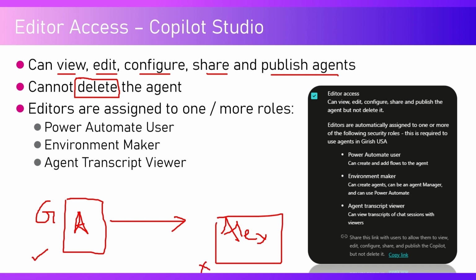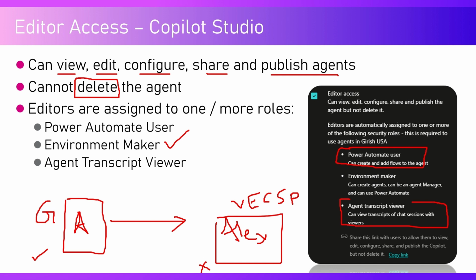Girish is still the owner, and Alex can view, edit, configure, share, and publish the agent. What happens in the background is, in the Power Platform Admin Center, if you view Alex's role, Alex will be given an environment maker role, because environment maker basically allows you to edit an object within a Power Platform environment. You also get another privilege for Power Automate user, so that you can create and add flows to the agent, because when you edit, you may start adding flows to your agent, and for that you need Power Automate user license rights.